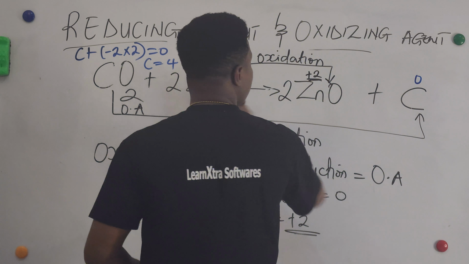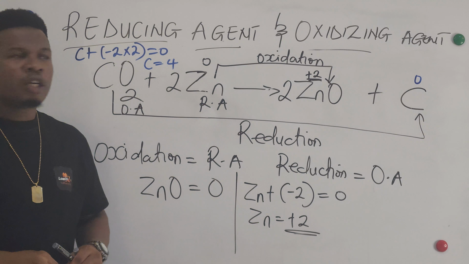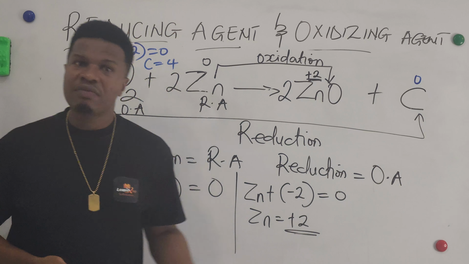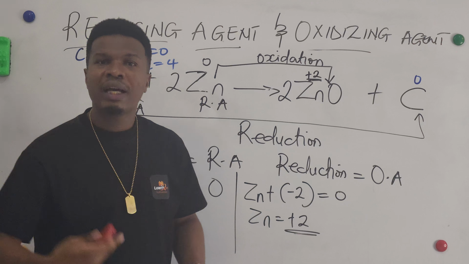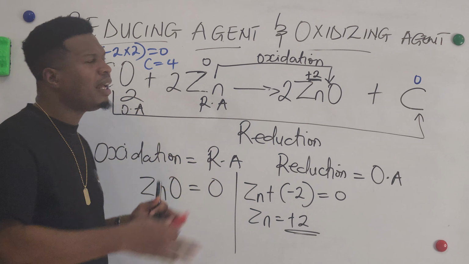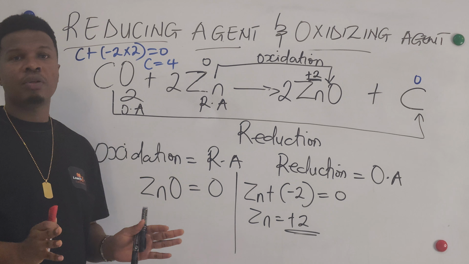From 4 to 0, the number is decreasing in the positive direction. So going from 4 to 0, the number is decreasing in the positive direction. So because it is decreasing in the positive direction, we call it reduction. So there are several concepts you can use to identify oxidation and reduction. Very easy. Any definition can help you to get that.